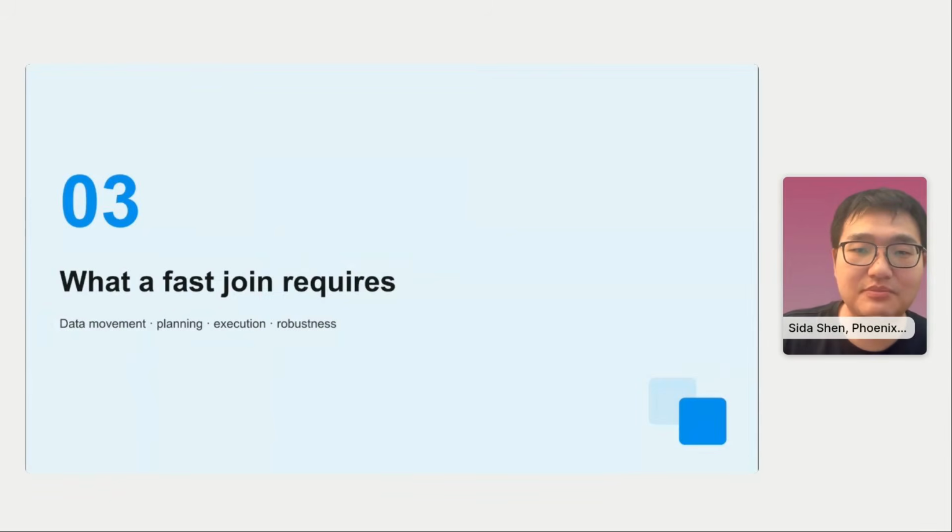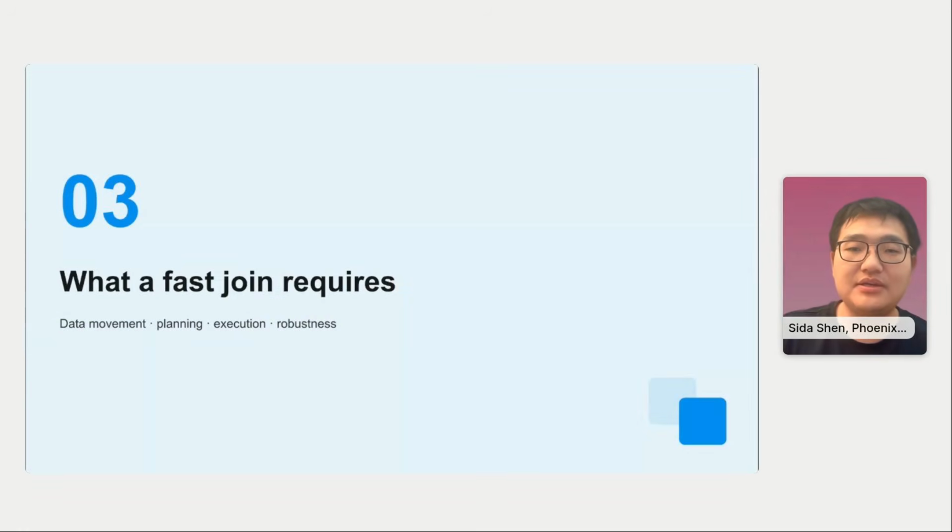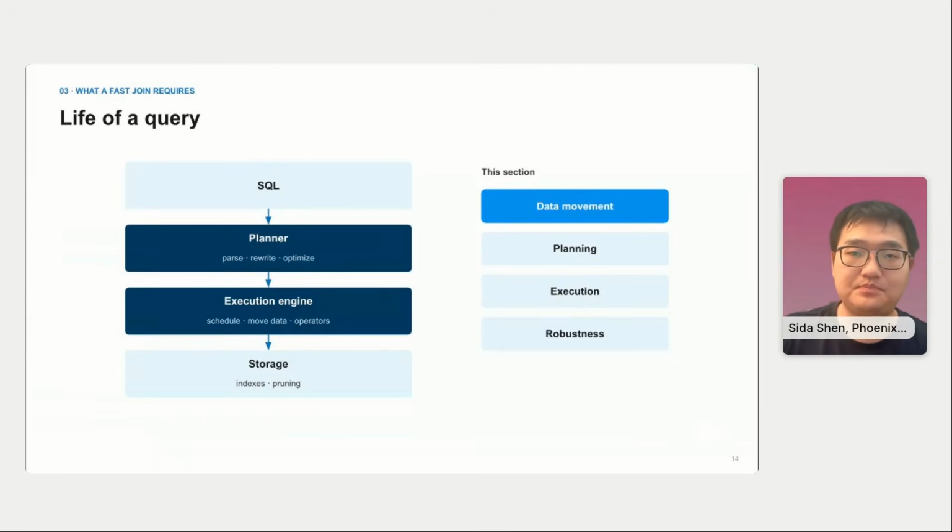Yeah, and this is the stream processing part we just talked about, right? The state, streaming join, dimension updates, multi-way joins, and backfills. Okay, so that is what a fast join requires. So what does it need from a real-time analytical database, or any analytical database, to run those fast joins on the fly, to run them scalably?